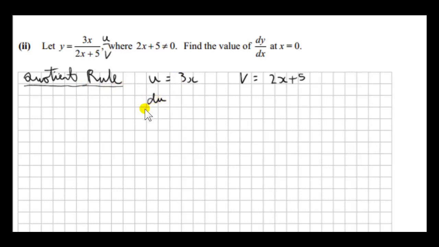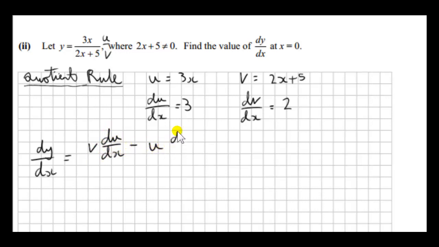So we note down what u and v are and we take the derivatives. The derivative of 3x is 3. The derivative of v with respect to x is 2. So the quotient rule says that if y is equal to u over v, then dy/dx is v times du/dx minus u times dv/dx, all divided by v squared.